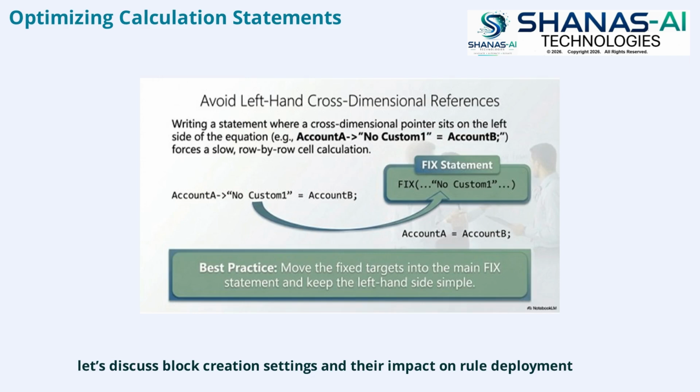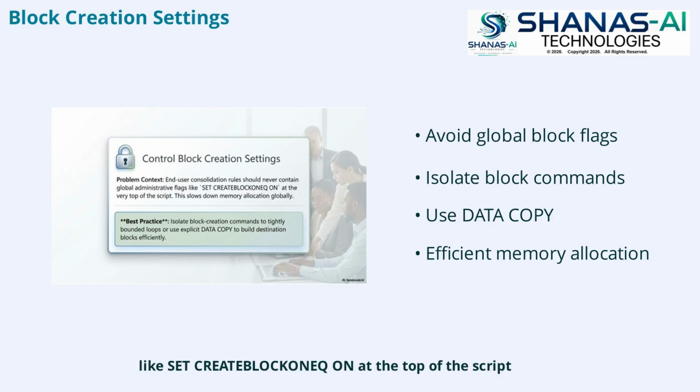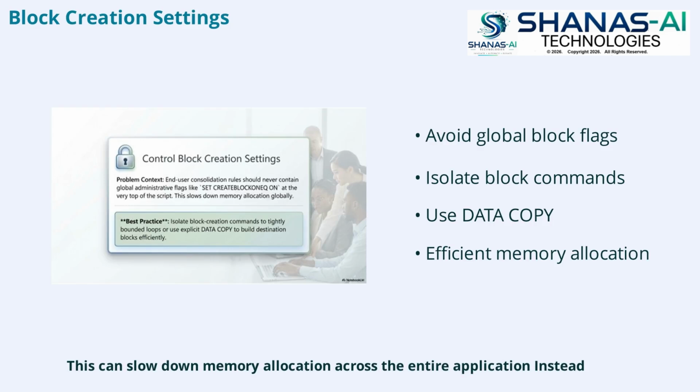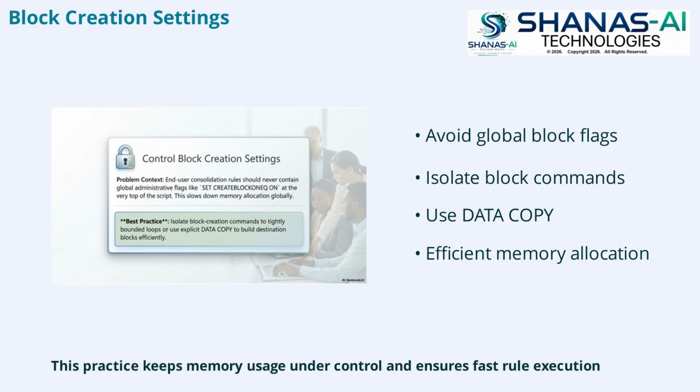Next, let's discuss block creation settings and their impact on rule deployment. User consolidation rules should never contain global administrative flags like SET CREATEBLOCKONEQ ON at the top of the script. This can slow down memory allocation across the entire application. Instead, isolate block creation commands to tightly bounded loops or use explicit data copy to build destination blocks efficiently. This practice keeps memory usage under control and ensures fast rule execution.